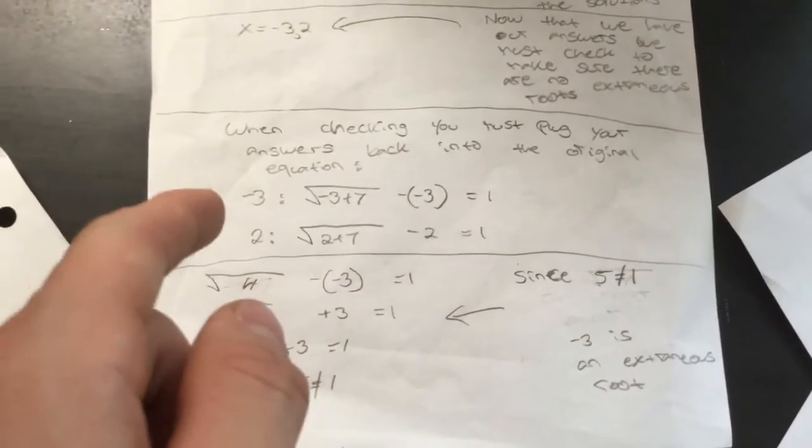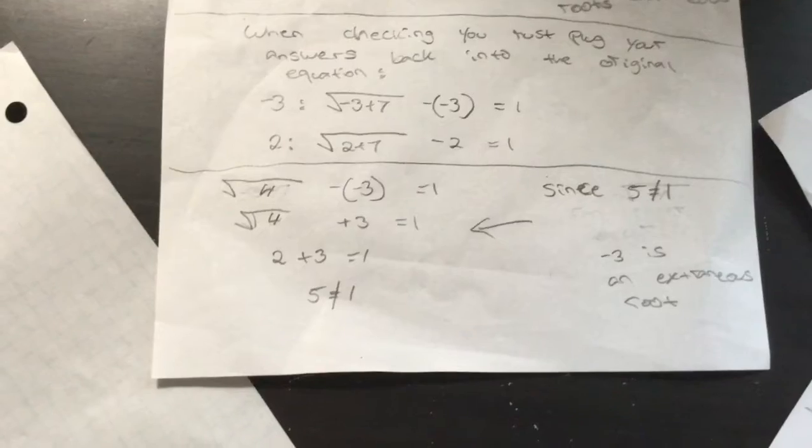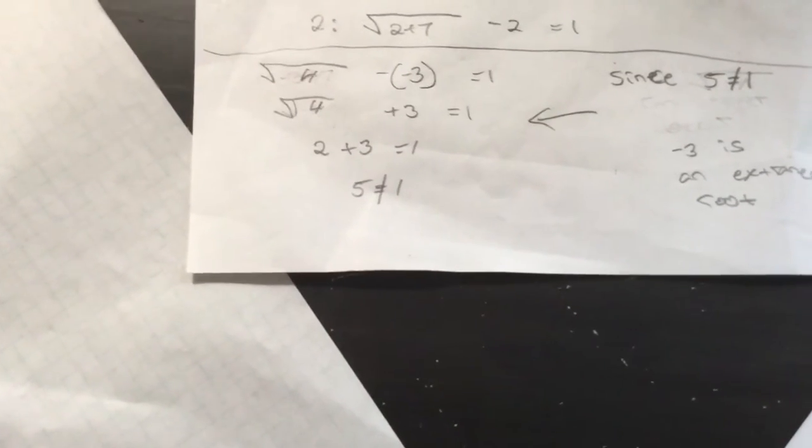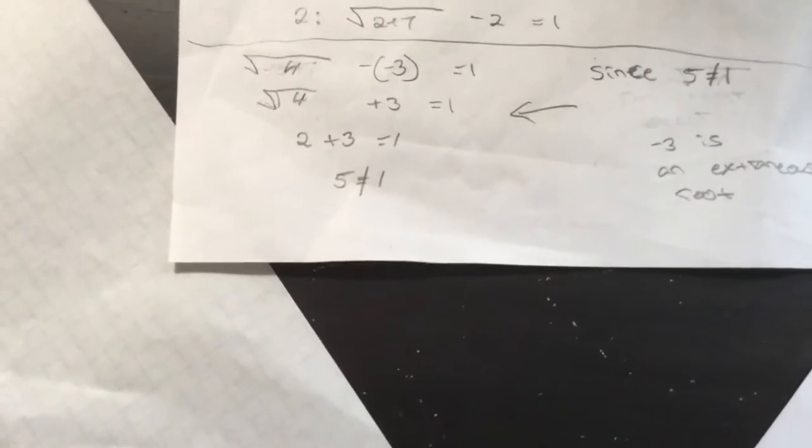And we're going to check negative 3 and 2. For negative 3, it's going to be radical negative 3 plus 7 minus negative 3 equals 1. That simplifies to radical 4 plus 3 equals 1. Since 5 does not equal 1, negative 3 is an extraneous root.